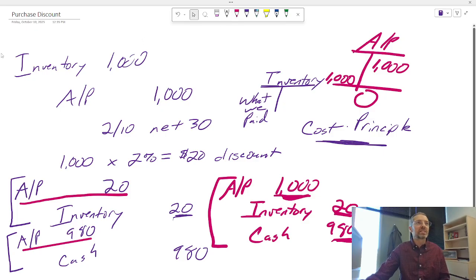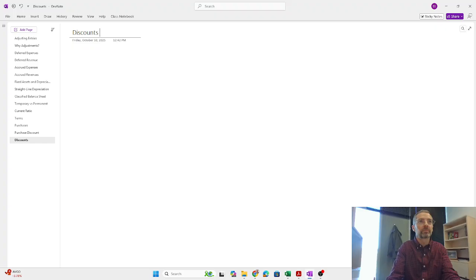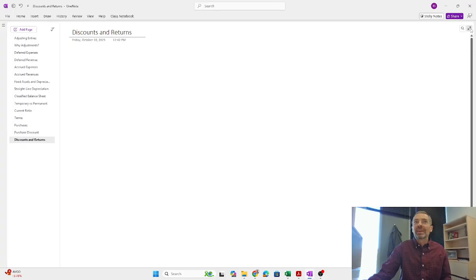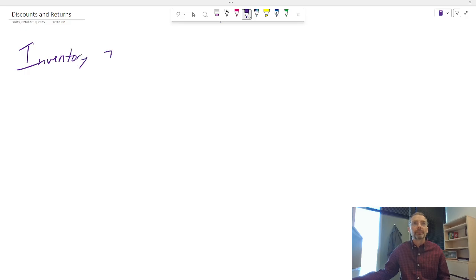All right, let's make this just slightly more complicated, and let's do one more example problem here. Let's combine our returns and our discounts. All right, so let's go with the example that we purchased $2,000 in inventory. So I debit inventory $2,000 and then I credit my accounts payable $2,000.